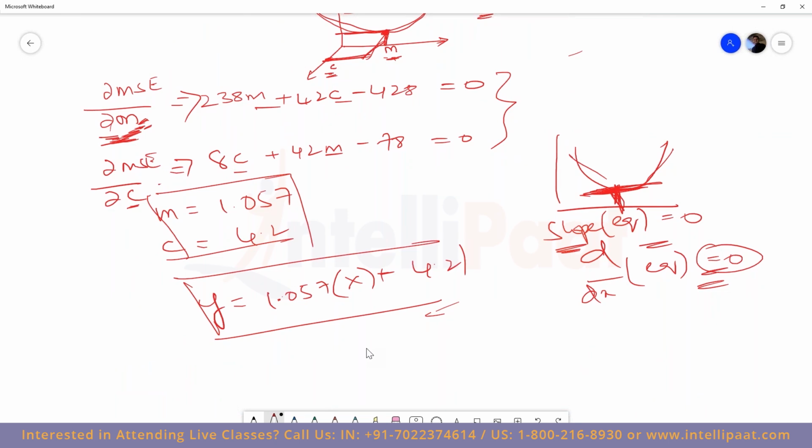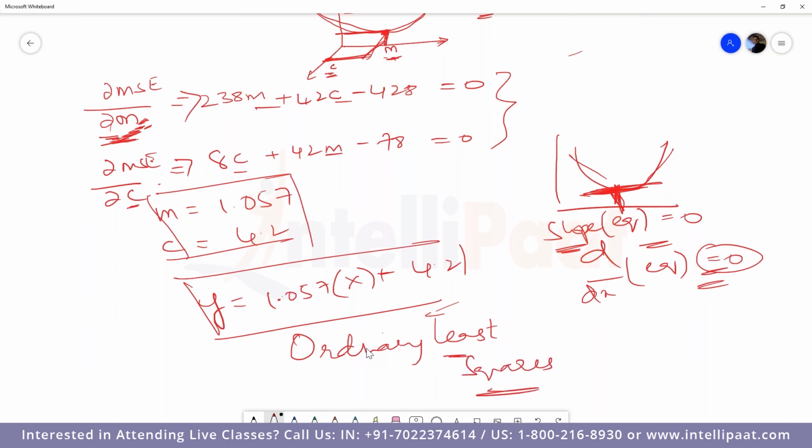This kind of regression technique is called ordinary least squares. Why least squares? Because we are trying to find the lowest possible value of the sum of squares. Sum of squares is nothing but your MSE, except that MSE is a mean. If you replace the mean with a sum, it becomes sum of squared error. So whether we find a mean or not doesn't matter.